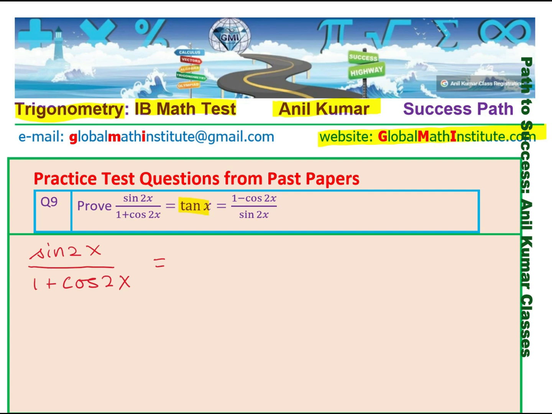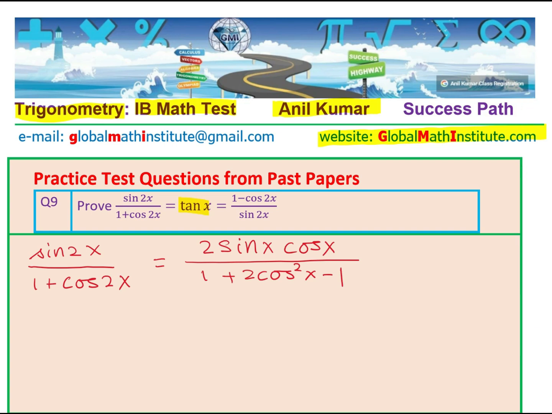Double angle formula, 2 sin x cos x. And we'll apply the double angle formula for cos 2x also. So better is to write 2 cos²x minus 1. So that plus 1 and minus 1 will cancel, and that is the reason why we wrote this, right? So we get 2 sin x cos x over 2 cos²x.